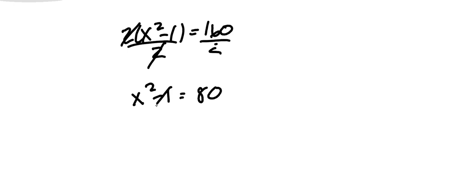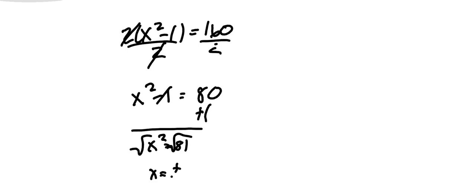Now all we got to do is balance the equation. X squared is going to equal 81, and when we take the square root on both sides, x is going to equal plus or minus 9. So that's the answer for that one.